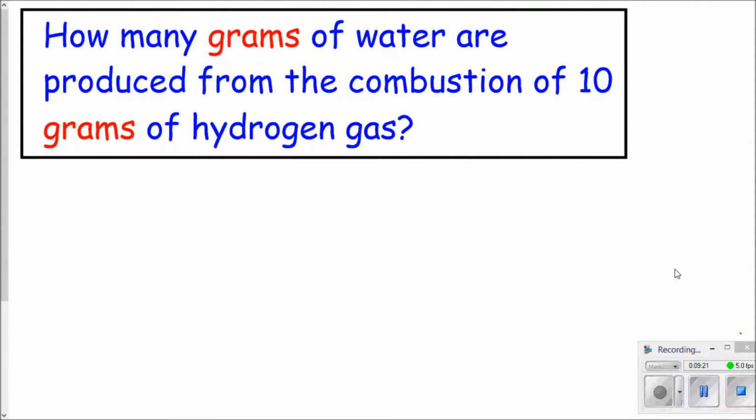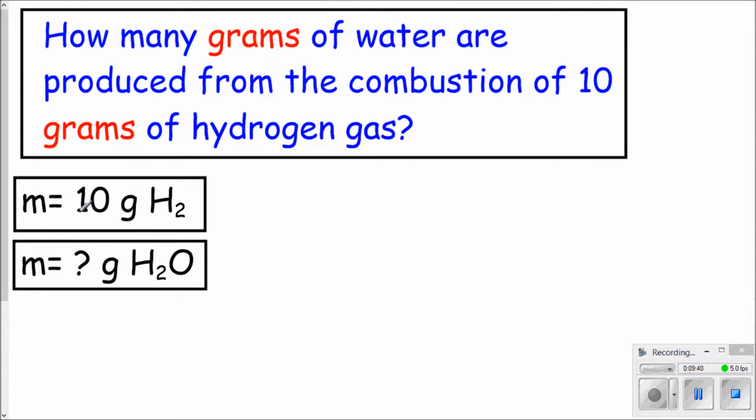So the question arises, what happens when we have mass? Well, let's look at this question. It says, how many grams of water are produced from the combustion of 10 grams of hydrogen? If we want to do stoichiometry, we have to first of all understand what we have and what we want to find. So we write down our givens. We have 10 grams of H2 and we don't know how many grams of H2O we want to get from that. So this is our given and this is what we want, okay?